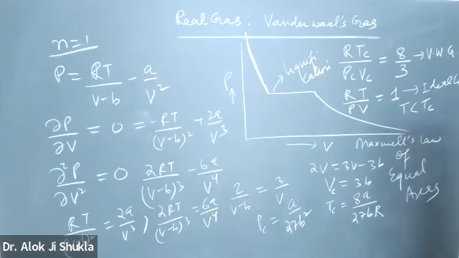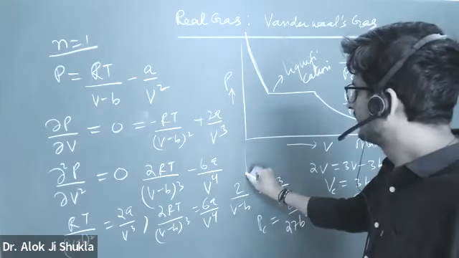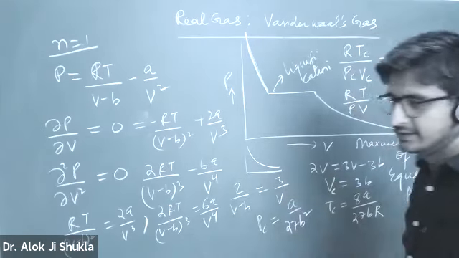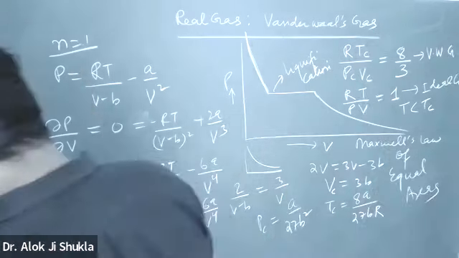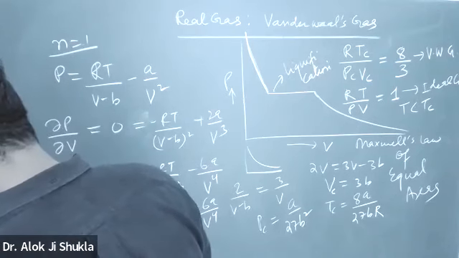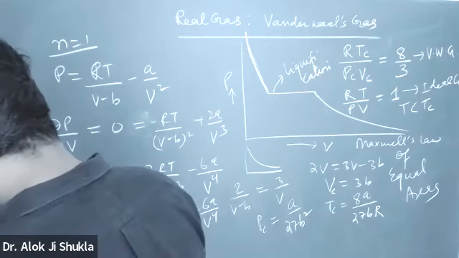Otherwise, if you have ideal gas and your graph is like this, you can't explain these things. You can't explain the liquefaction. You can't explain the existence of critical points. And if you don't go below this critical temperature, no liquefaction will take place. So all that can only be explained by taking this model.